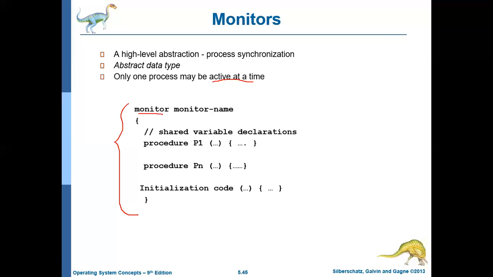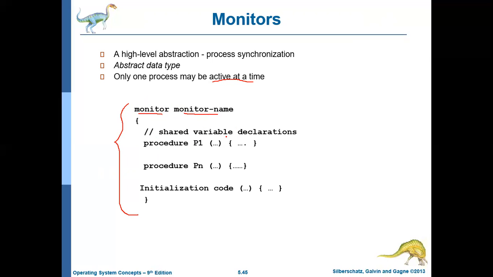So monitor is a data type. You already have a predefined class monitor. For that monitor, you create a monitor name, some variable name, like how you write a class name. Similarly, this is the monitor name.